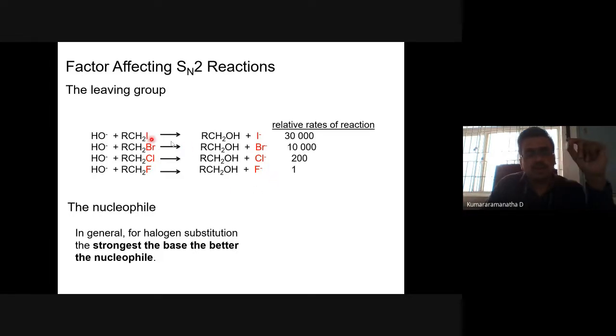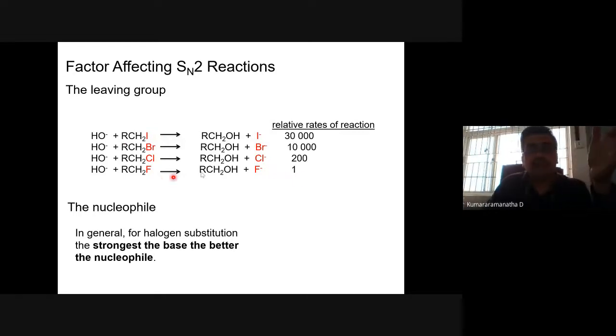Here you can see, depending on different halo groups like iodo, bromo, chloro, fluorine, I already told you that compared to the iodo group, fluorine is the least leaving group. So reactivity wise, the fluoro compound is very low compared to the iodo group. With the same nucleophile attacking different groups, we get different reactivity. In general, for halogen substitution, the stronger the base, the better the nucleophile. Iodine is a very good leaving group, and OH attacks very fast.